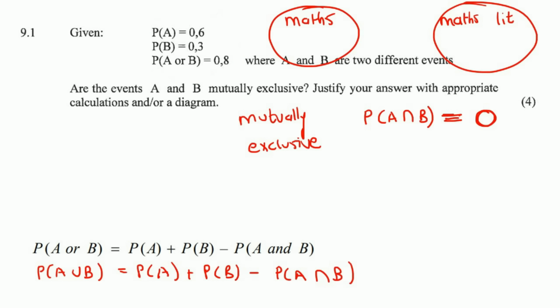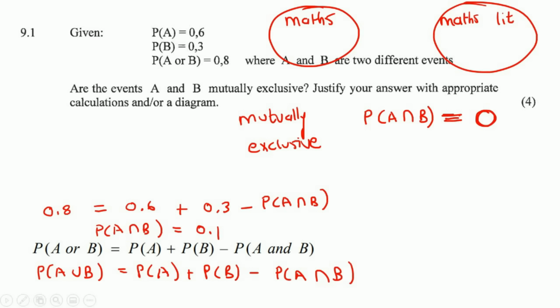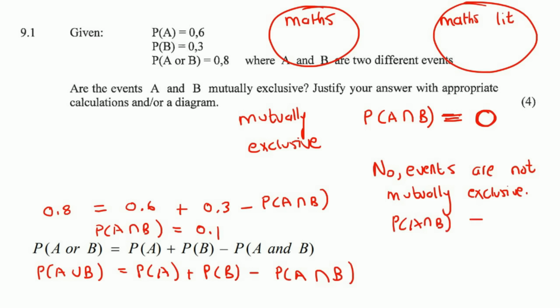So we've been given the 0.8 as that part. Then the P of A is 0.6, P of B is 0.3, and then P of A and B is what we are going to calculate. Now, if you had to calculate this, what you would find is that it will be equal to 0.1. So are these events mutually exclusive? No. Events are not mutually exclusive. Why? Because P of A and B was not equal to 0.